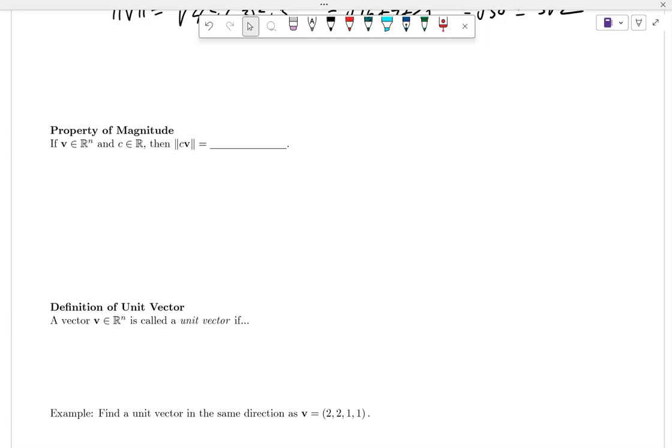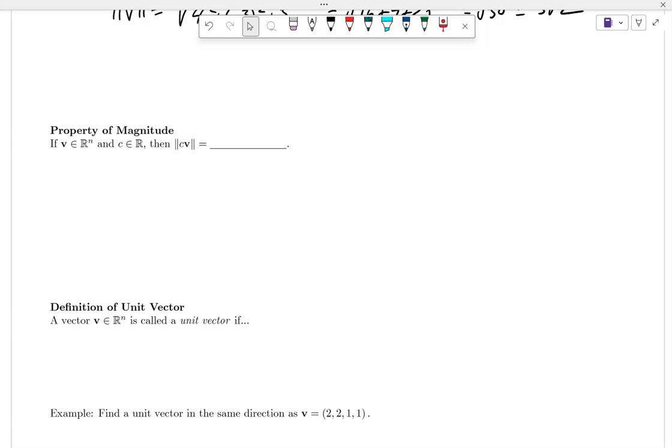If the scalar were 2, what should happen to the vector? It should be 2 times as long, right? If I multiply it by a half, it should be half as long. What happens if I multiply it by negative a third? It points the other way. What happens to the length? It should still be a third as long, right?